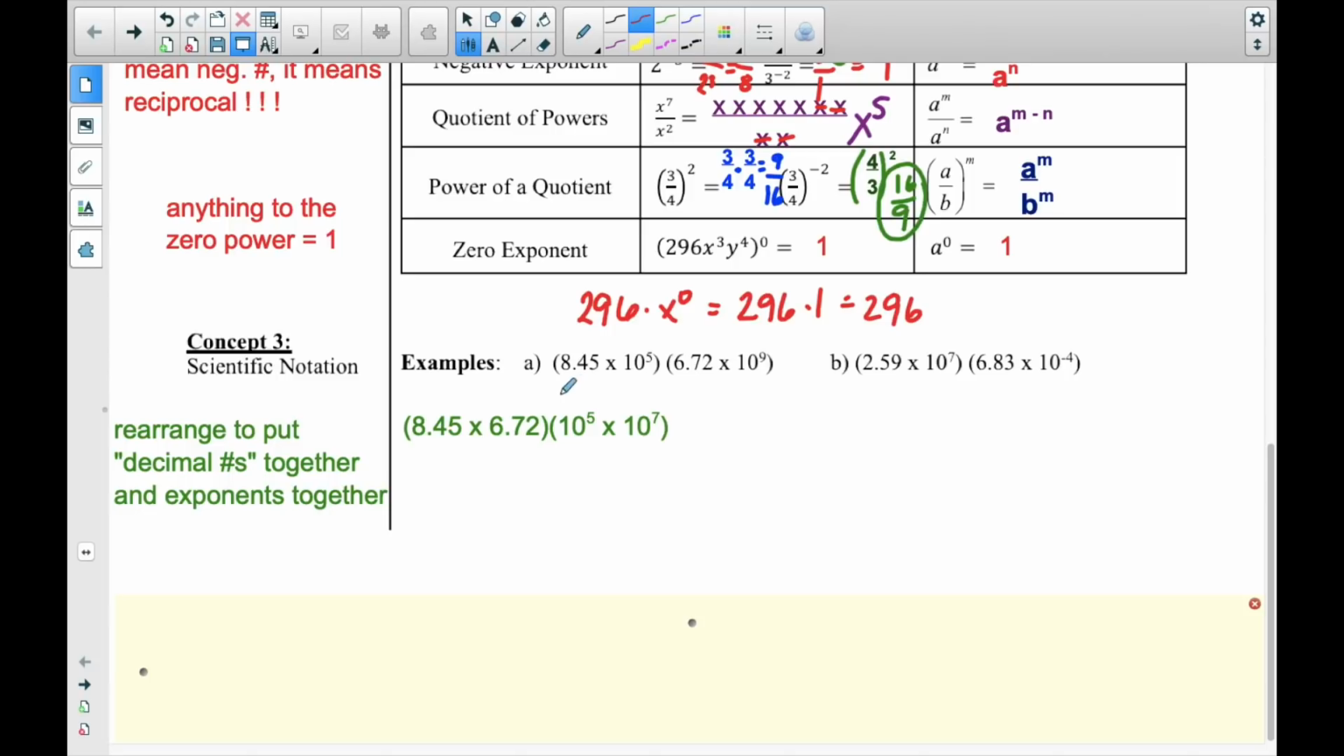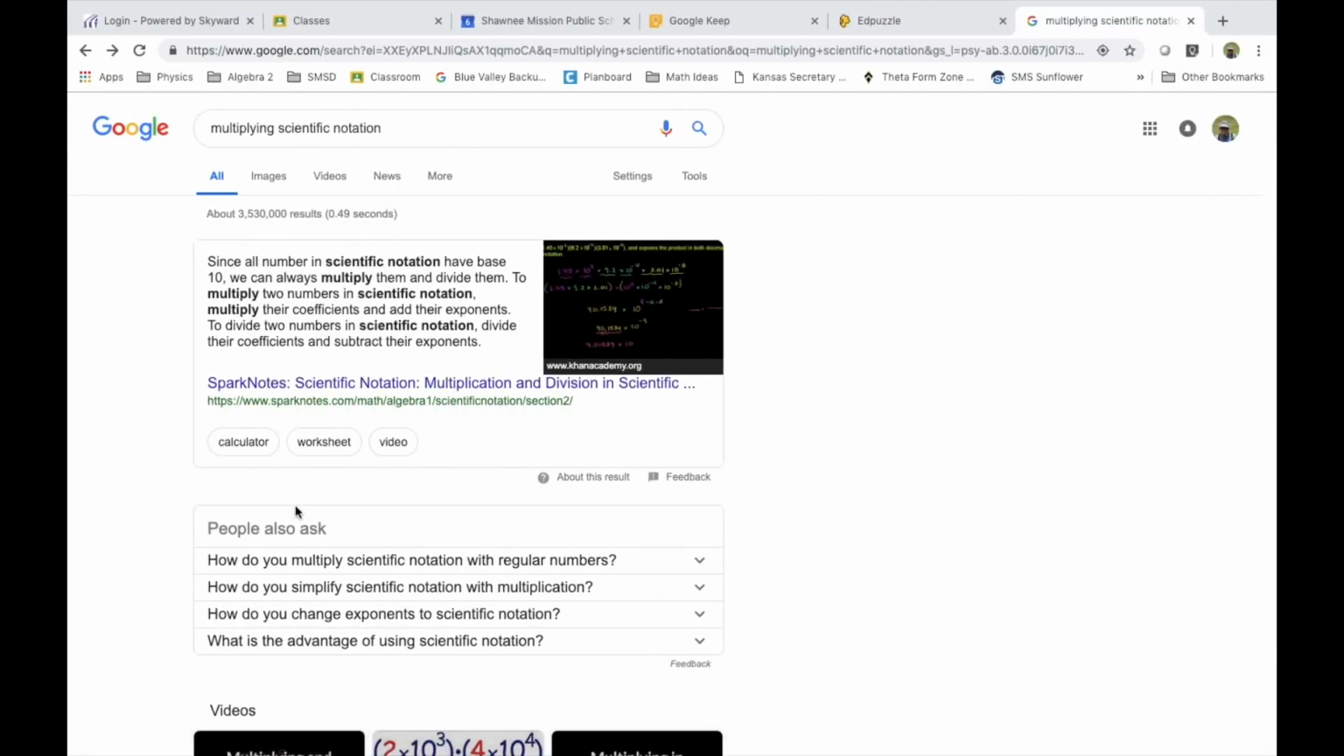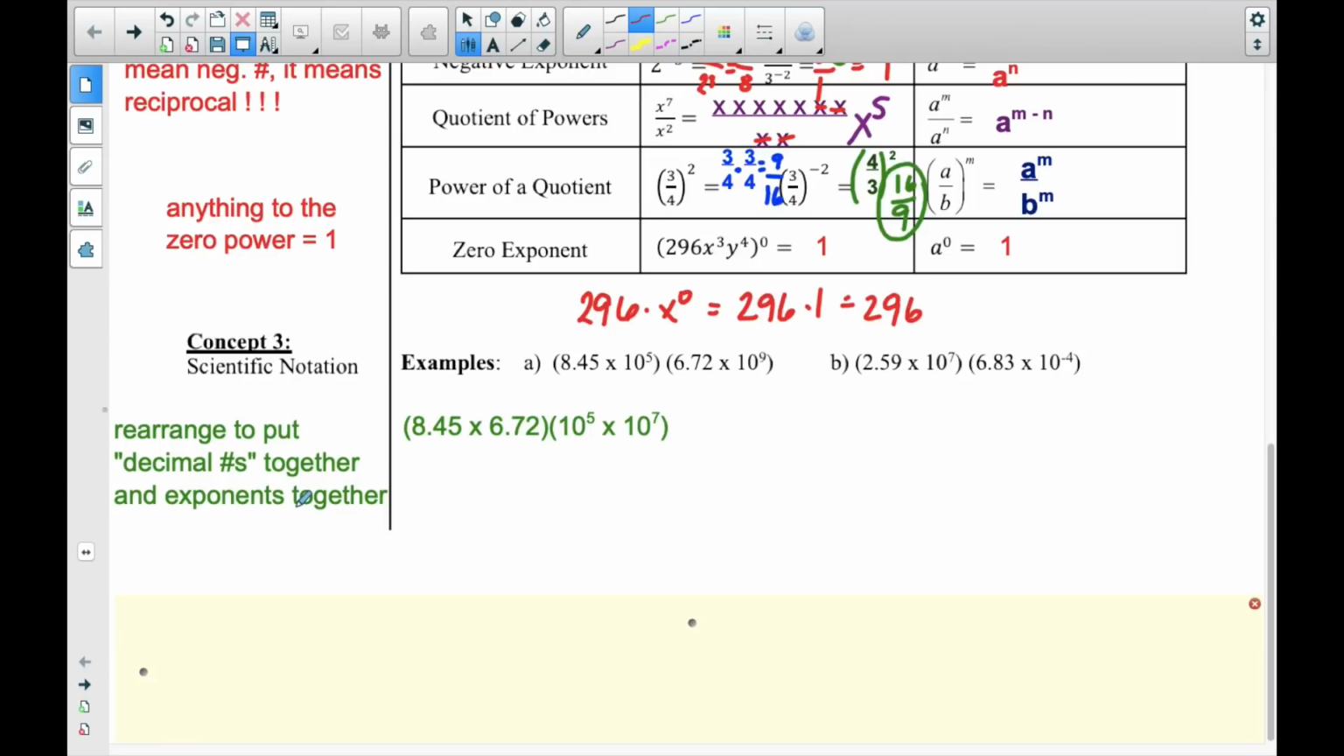And what we want to do is multiply the numbers, the 8.45 times the 6.72. There are different sources that call those different things. Some sources call those coefficients. Some call them significands, various names. But basically, we're just looking at the decimal numbers. We're taking the two decimal numbers and multiplying them together. And so if we go to our calculator, and we multiply 8.45 times 6.72, we get the answer 56.784. So I'm going to go back to my paper, and I'm going to write that in.